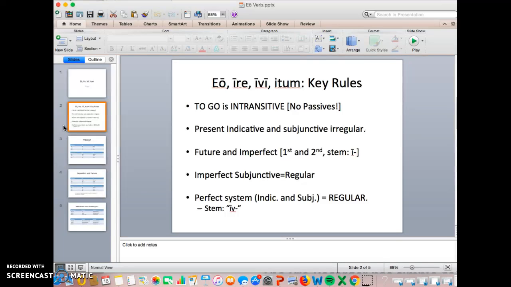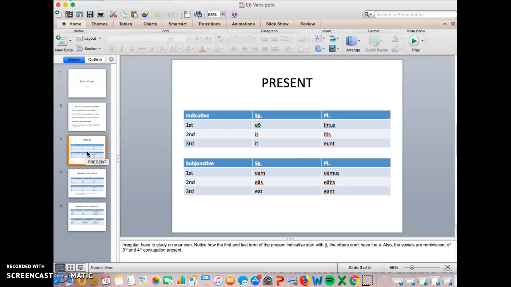All right, so moving forward, let's take a look at the present first. And if we look at the present, it's fairly straightforward. Eo, is, it, imus, itis, eunt. It almost looks like the endings of a third conjugation verb without any stem, except for in the first and the third plural. So it's bookended nicely. Remember, if you can remember that the first word and the last word actually start with E, all the others start with I with a macron.